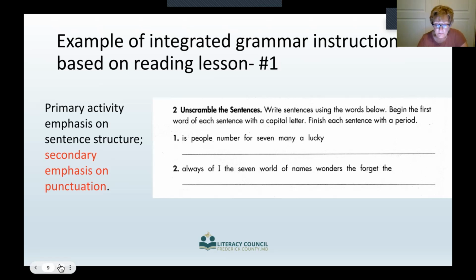In this example from the Challenger Level 3 workbook, the grammar instruction is completely integrated. The main focus of the activity is on sentence structure, but the secondary focus is on punctuation. Here, if you need to remind the student that sentences start with a capital letter, that's fine, but you're not going to try to teach a full lesson on capitalization at this point.